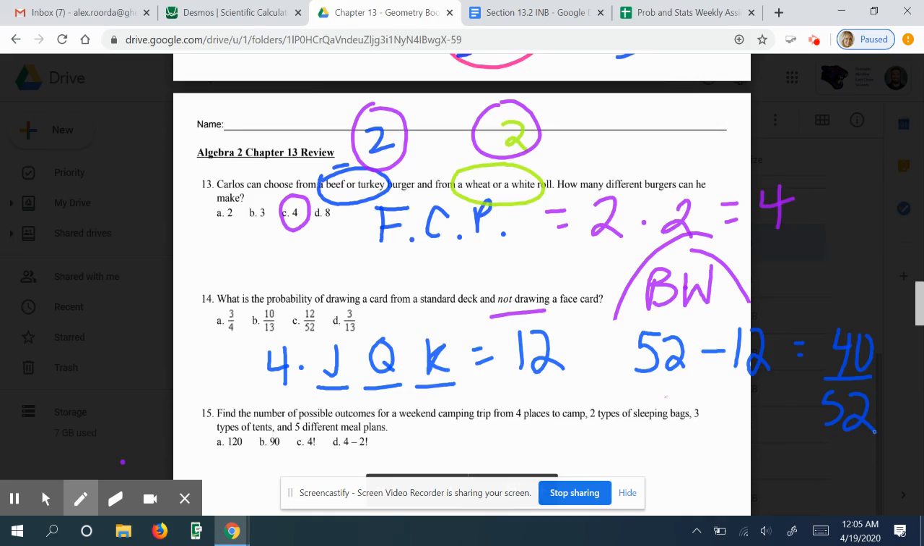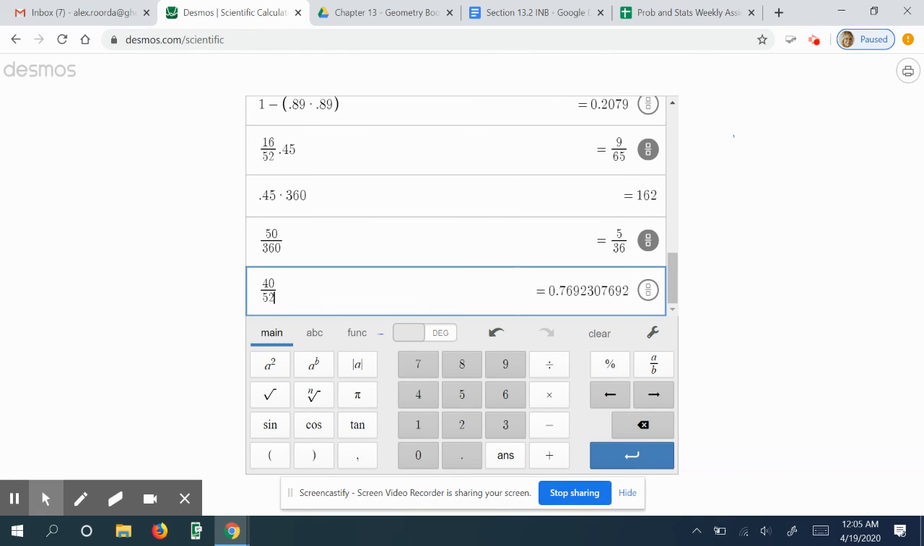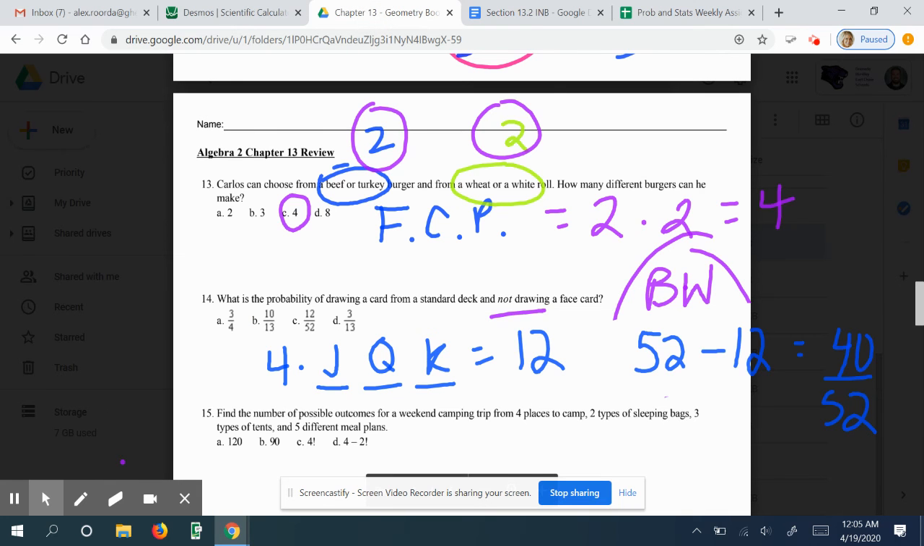And so we can change that. We go to our calculator, and we say 40 over 52 reduces down to 10 out of 13. And so what's the probability of not getting a face card? It's 10 out of 13, which is option B.